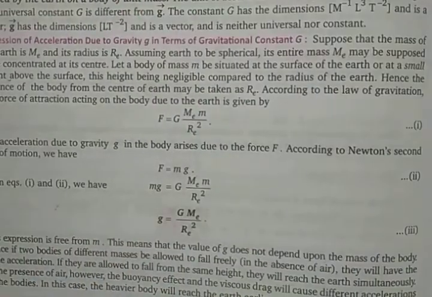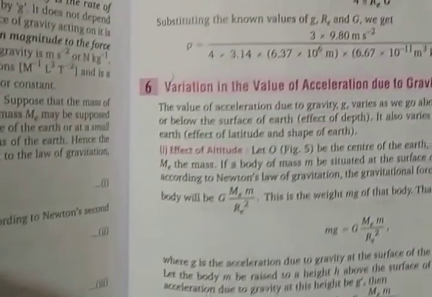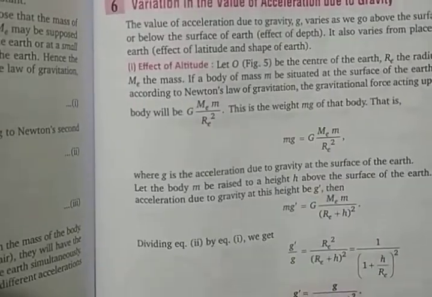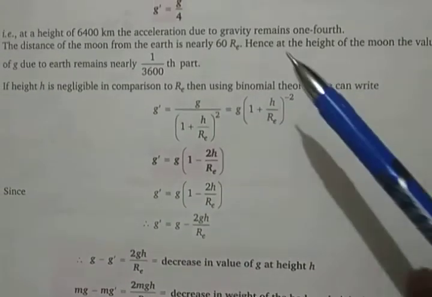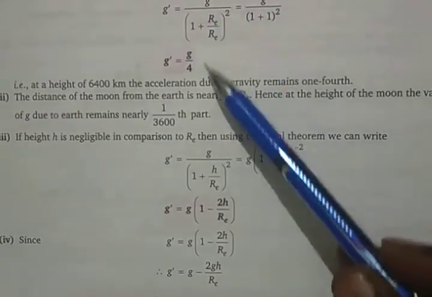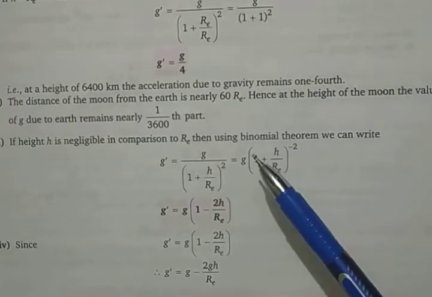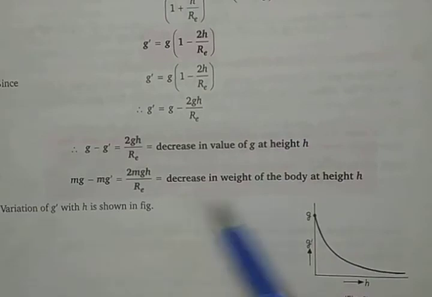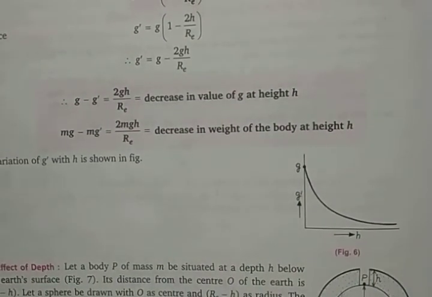And please read the book also, page number 487, and see how it has been clearly explained. We already saw G by 4, how it will be at a place at a height exactly equal to the radius of the Earth. And then we also saw how it is going to reduce, and the graph also we saw. So please make sure you take a full look at all of them.